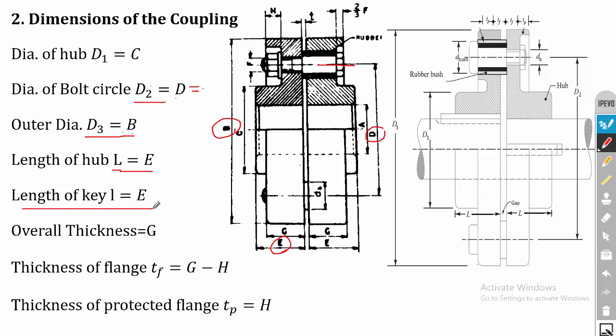And the length of the key is the same as the length of the hub. So small l is again E. The overall thickness of the flange is given as G. So the overall thickness is equal to G. And the thickness of the flange TF is equal to G minus H. Actually, the thickness of the protected flange is given as H. The overall thickness is G. So the thickness of the flange is G minus H. You can take the value of G and H from the data book, substitute them, and calculate the TF value.